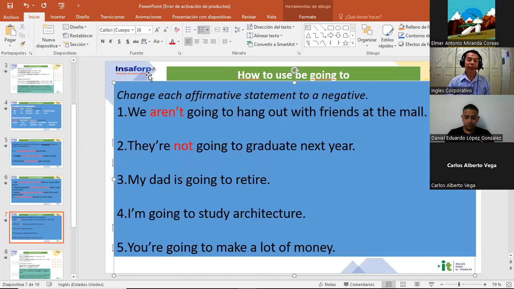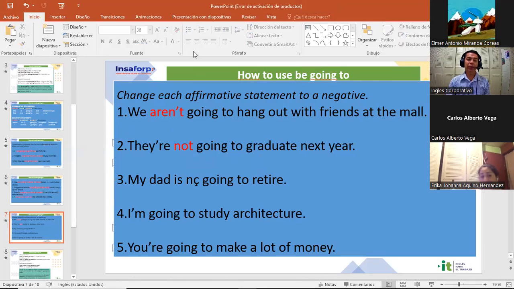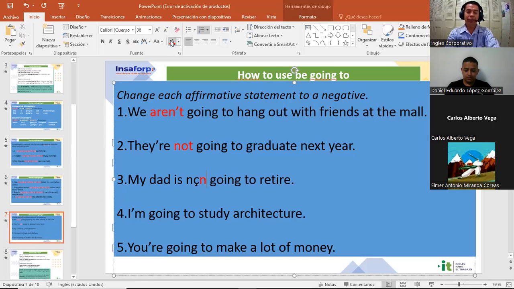Ajá, Elmer. Help me, Elmer, with number three. My dad. Yes, teacher. My dad is not going to return. Okay, thank you. Let me see. Permítame que no le puedo cambiar el color. Ahí está. He's not, right? My dad is not going to retire. Pobrecito, necesita un descanso. So, déjenlo descansar, ¿verdad? Mi papá. Good. My dad is not going to retire. Thank you. Now, let me see who's next.